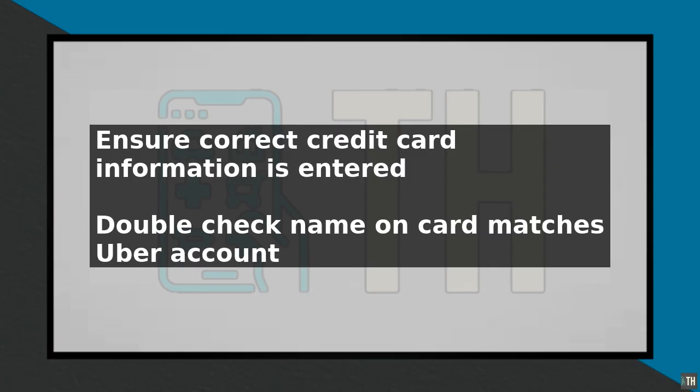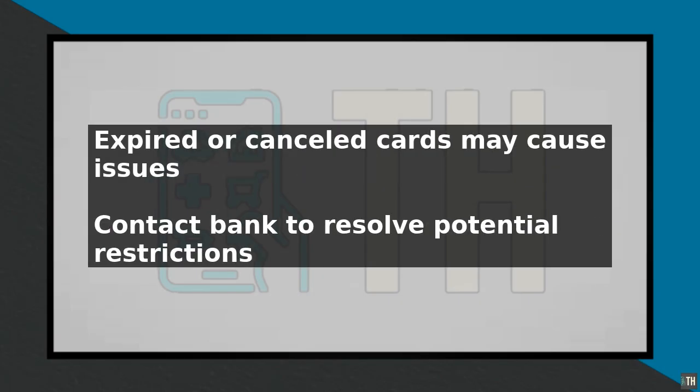Another reason why Uber may not be accepting your credit card is that it has expired or has been canceled. If your card has expired, try adding a new credit card to your account. If your card has been canceled, contact your bank to see if they have placed any restrictions on the card.